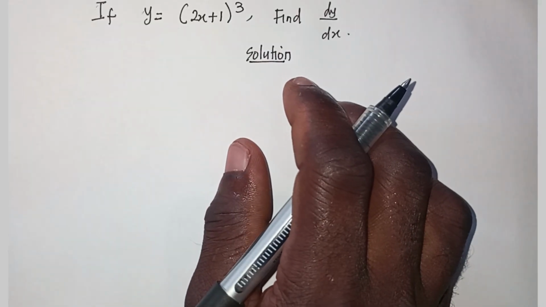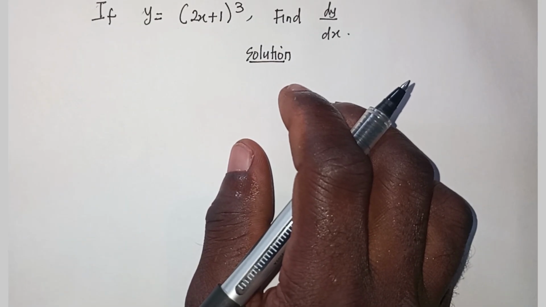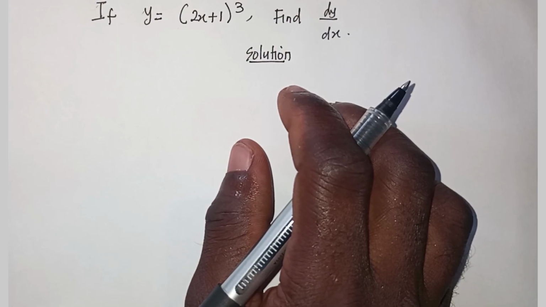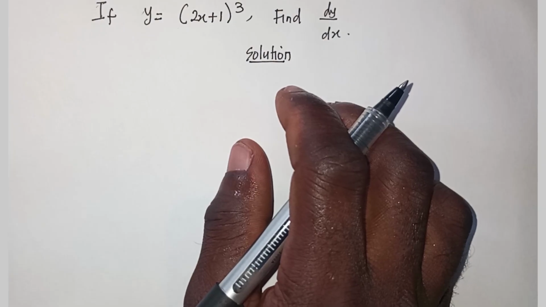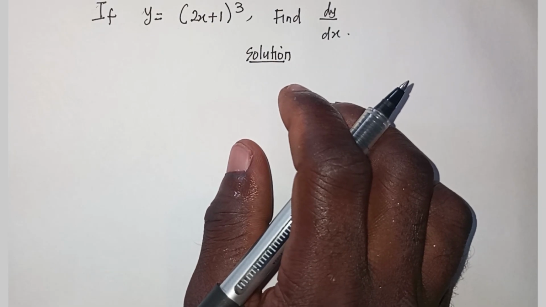So we have a question here to solve. The question says, if y equals (2x + 1) raised to power 3, find dy/dx. And this question here is so simple. I always tell students there are always different approaches to solving questions when it comes to calculus. But we have one here.